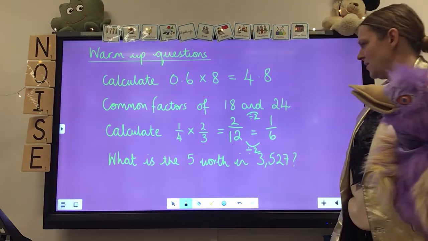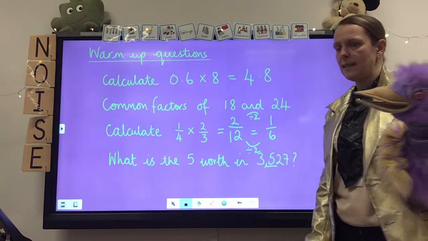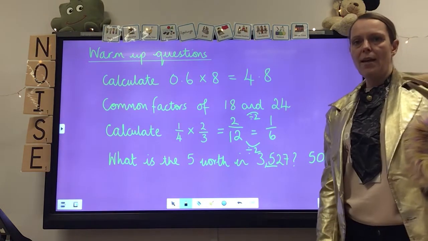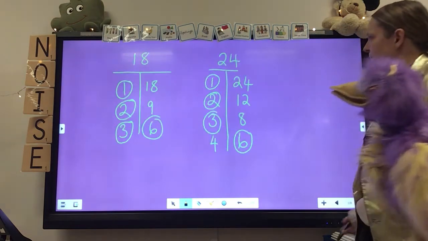Okay, and the last question asks, what is the value of the 5 in this number? It's 3,527, so the value is 500. Okay, hopefully you got on okay with those questions. Now let's move on to today's learning.